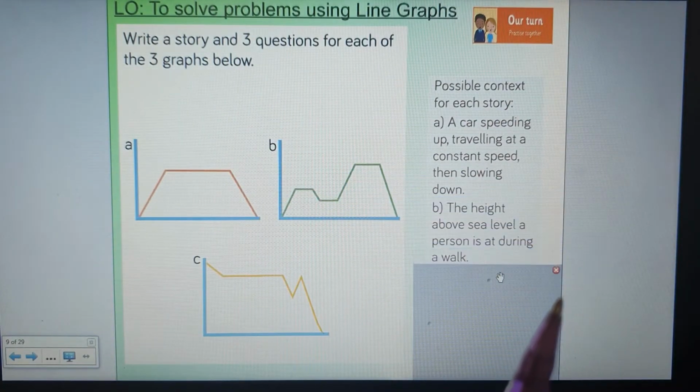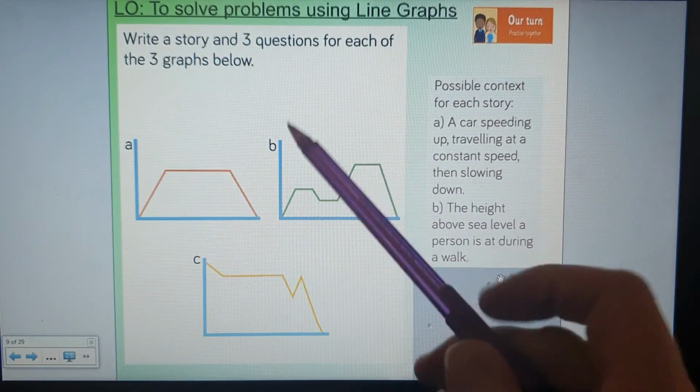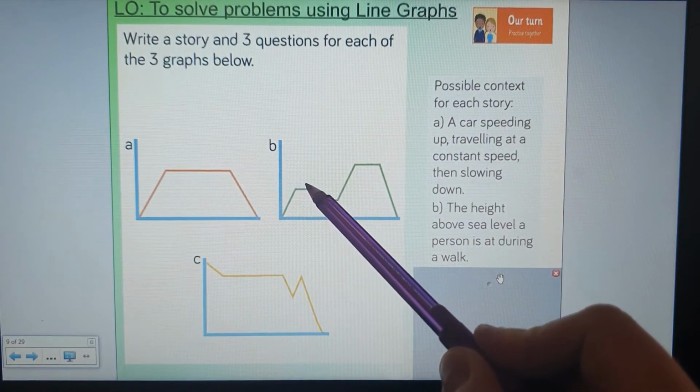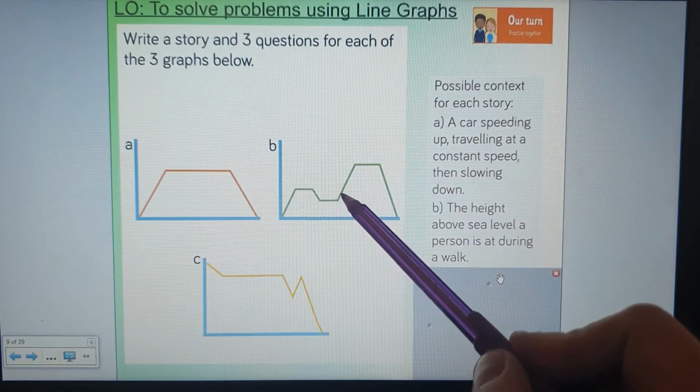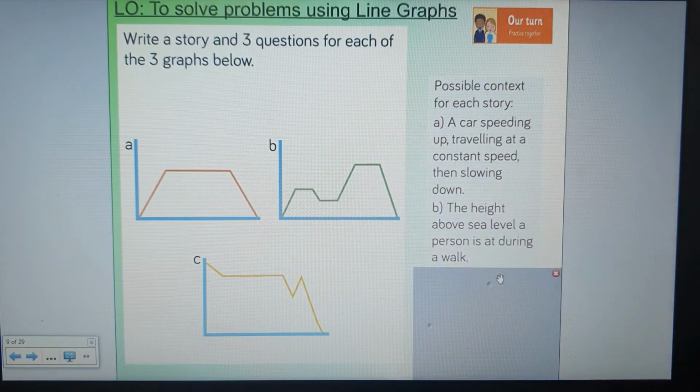B could have had the height above sea level a person is at during a walk, because they went up a sort of hill and then they were going along it, and then they might come down and up, and then they kind of come back down to the finish where they started.